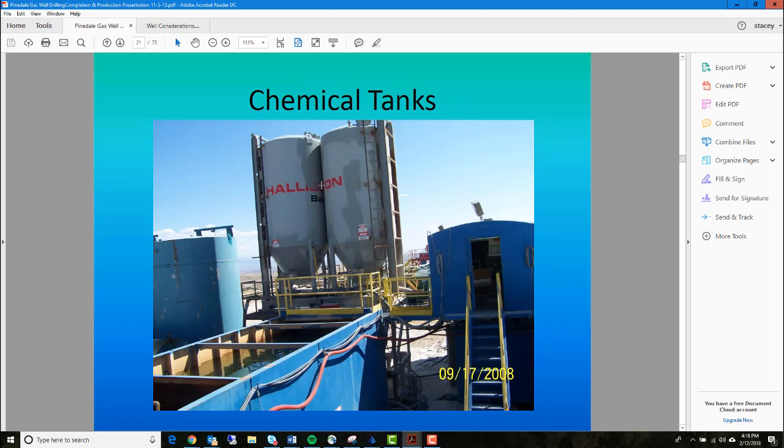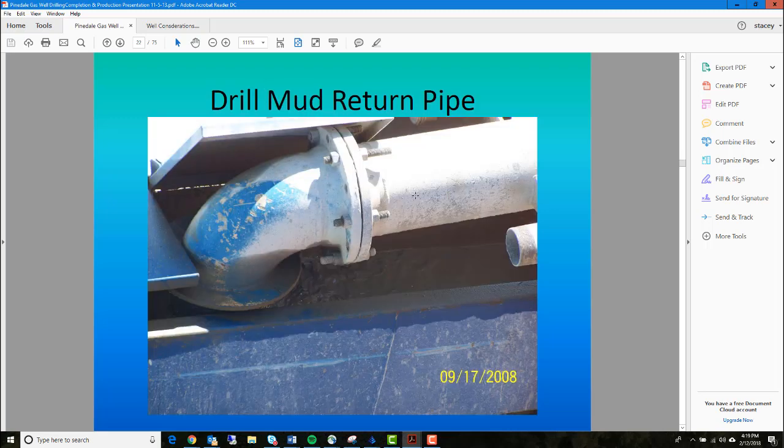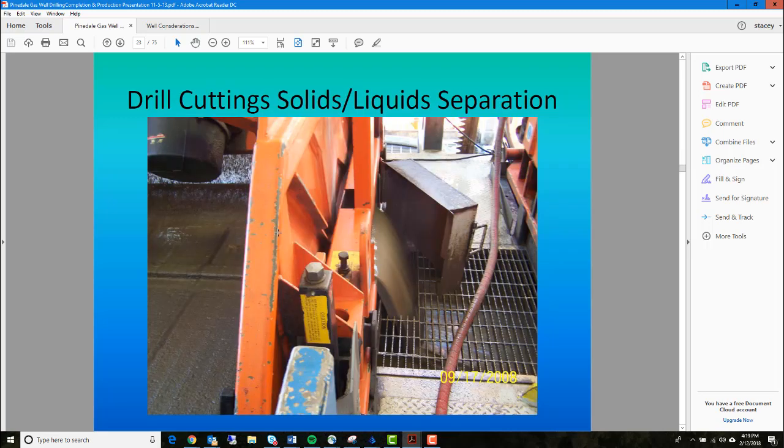And then when we have mixing chemicals that may be going into the downhole mud for lubrication or even for casing in the well, we need to know where those sit on the facility. And we can keep that as a template in our design element and move that from rig to rig location and move that around. And this kind of information for the construction stuff, here's a drill mud return pipe.